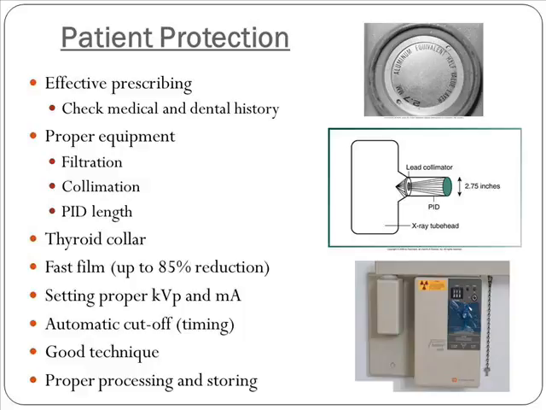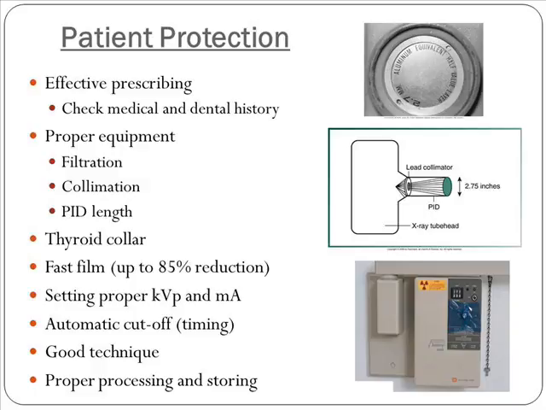The thyroid collar on the lead apron will also help to reduce radiation to our patients. Using fast speed film, which we've already talked about, and make sure you know that using fast speed film can actually reduce the patient's exposure to radiation up to 85%. Now, I'm sure that number comes from comparing A speed film, the slowest, to F speed film, the fastest that we can use now. But still, that is a significant number, an 85% reduction in exposure to radiation just by using the fastest speed film.